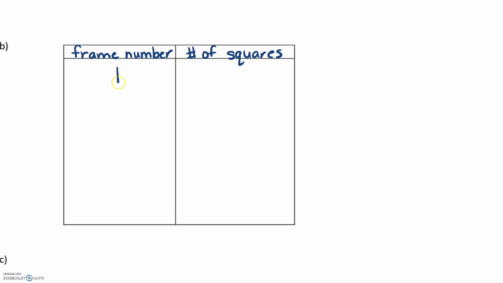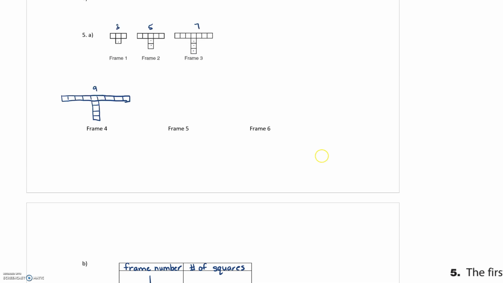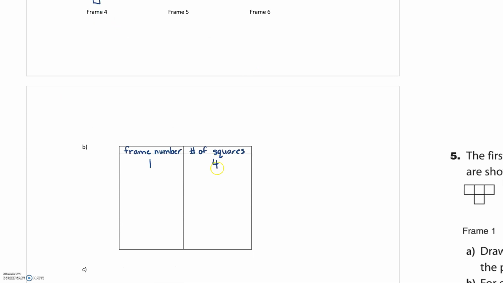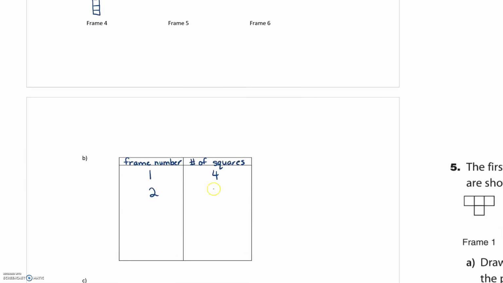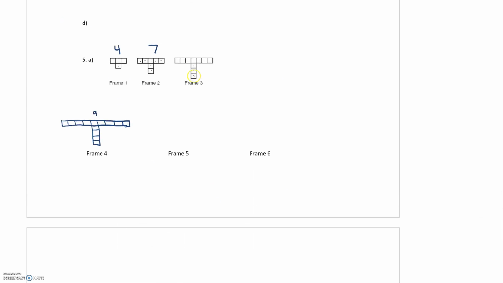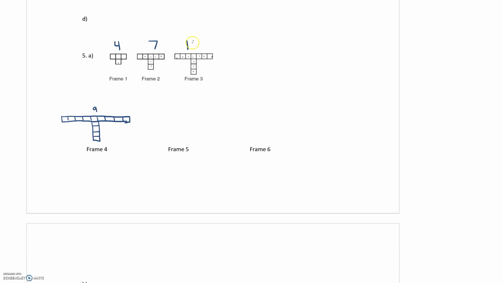So when we have frame number 1, it had 1, 2, 3, 4 squares in total. Okay, so 4 squares in total. Frame number 2 had 1, 2, 3, 4, 5, 6, 7 squares in total. Frame number 3 had 1, 2, 3, 4, 5, 6, 7, 8, 9, 10 squares in total. And by now you should start seeing a pattern here. Notice that it's going up by 3 every time the frame number goes up by 1.